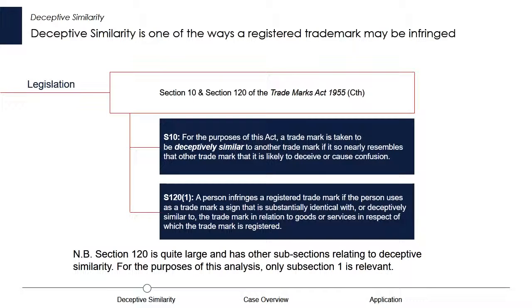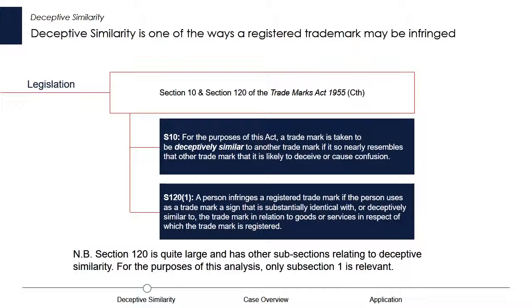The first thing we're going to do is take a look at what exactly deceptive similarity is. Now, it's covered by the Trademarks Act 1955, and in specific, Section 10 and Section 120. Starting with Section 120, the Act states that a person infringes a registered trademark if the person uses as a trademark a sign that is substantially identical with, and we don't need to worry about substantially identical for today, or deceptively similar to the trademark in relation to goods or services in respect of which the trademark is registered.